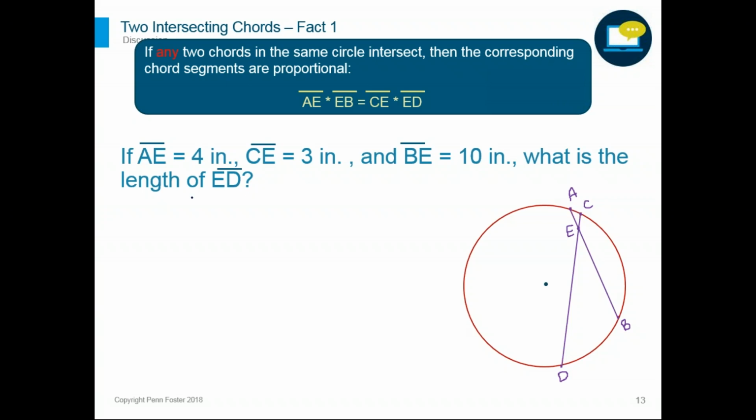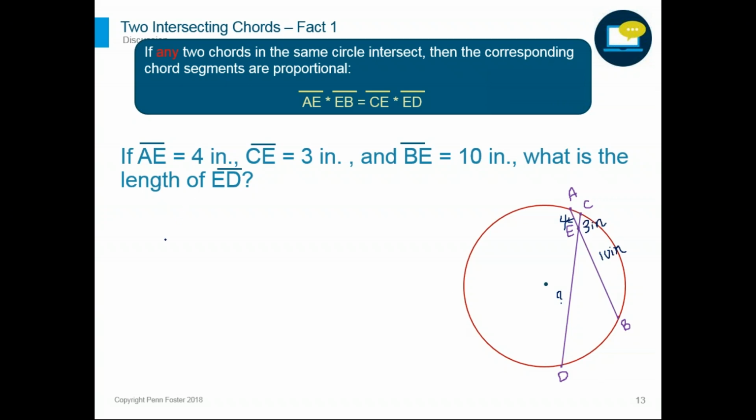Let's apply this fact. The circle is given. The segment AE is 4 inches, that's given. CE is 3 inches, and BE is 10 inches. Of course, they're going to ask about the length of ED. So since we have two intersecting chords, we will use that fact directly.